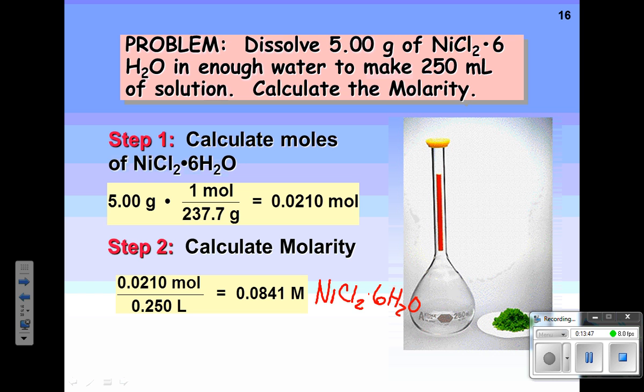So wait, how did you get the molarity? Took my moles, right here, that I just calculated, and then I divided it by my liters. So I took this one up here, divided it by 1,000, and that gave me 0.250. If they don't give it to me in liters, I need to have it in liters. Moles per liter. Yeah. Okay?